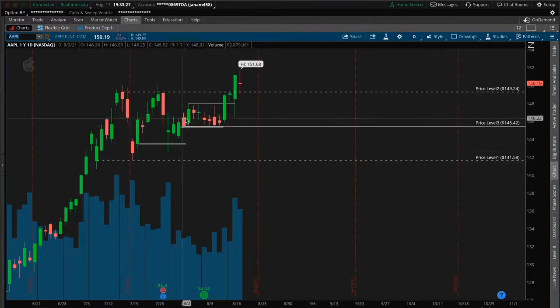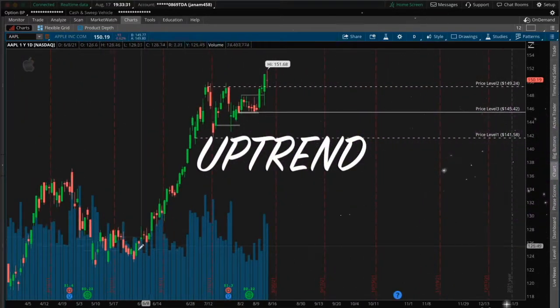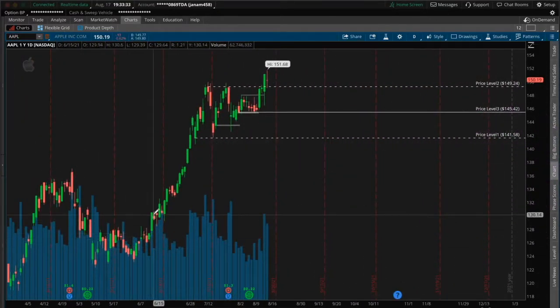Apple is a pretty nice example of a strong uptrend. You can see from here, off those lows, you get a nice up move, some sideways, up, a little more range sideways here, continues to grind up.